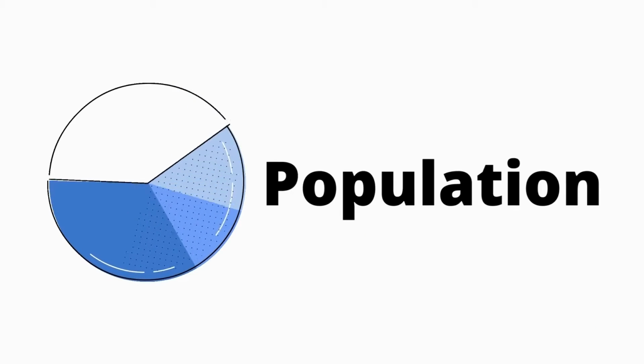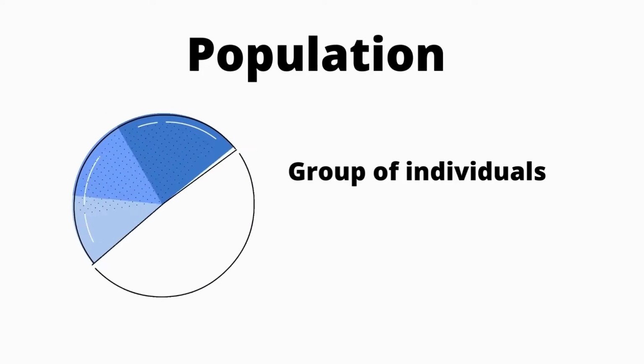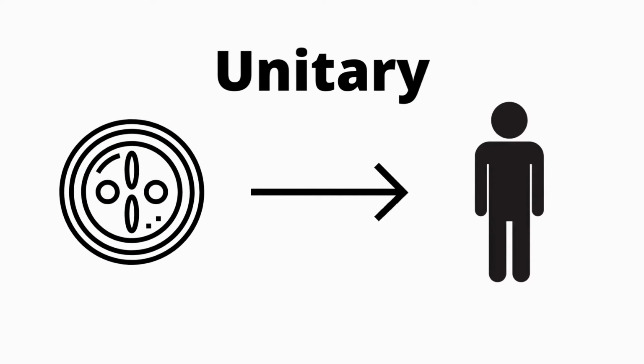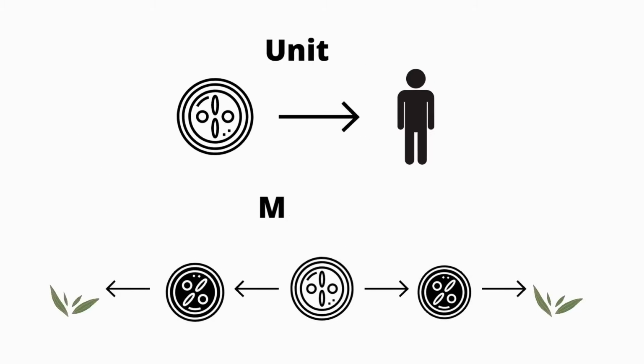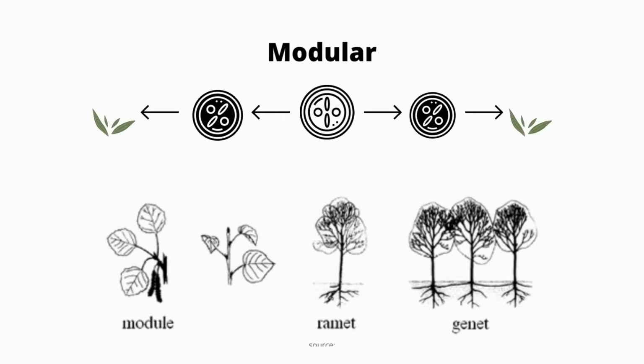Population dynamics depicts changes in a population. Population is defined as a group of individuals of a single species. A population can either be unitary, wherein a zygote develops into having a definitive body structure, such as humans, or it can be modular, wherein a zygote develops into one unit of its structure and grows more of its units as it ages, like plants.